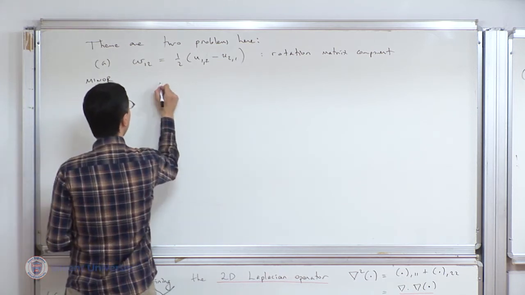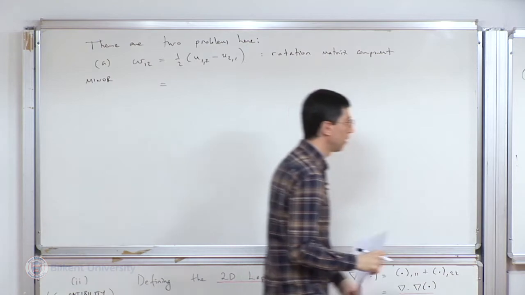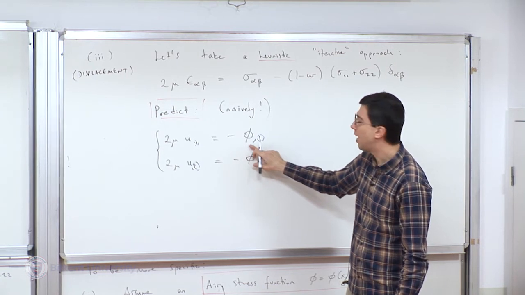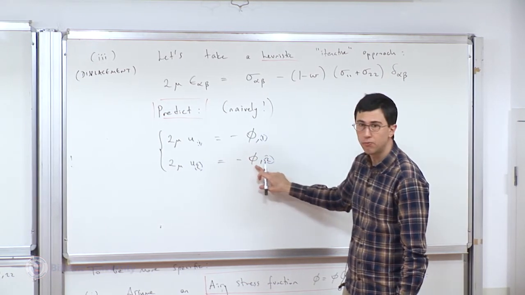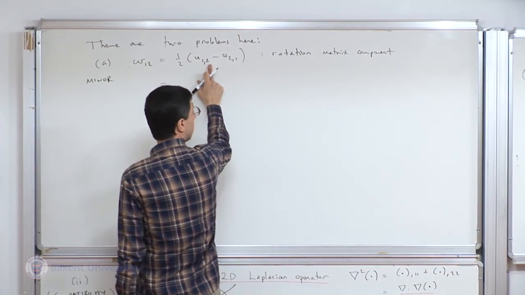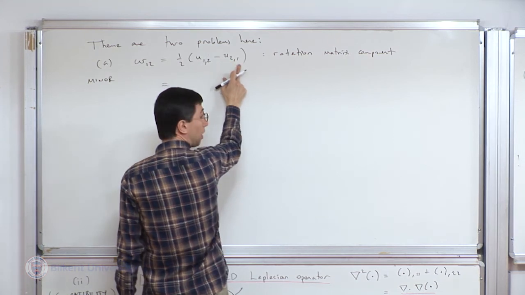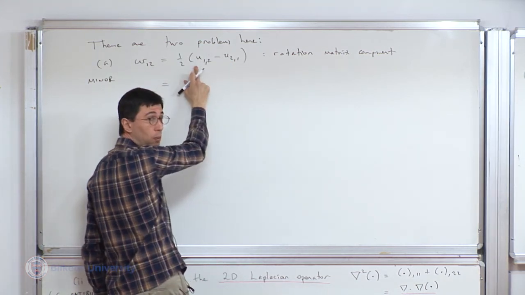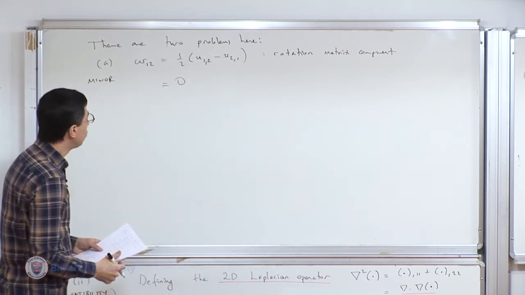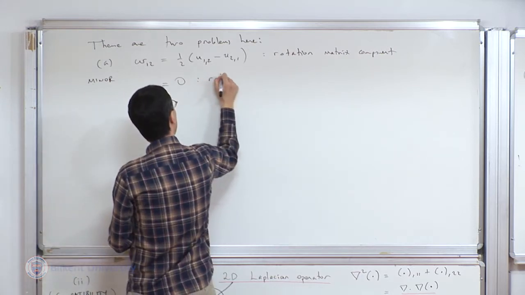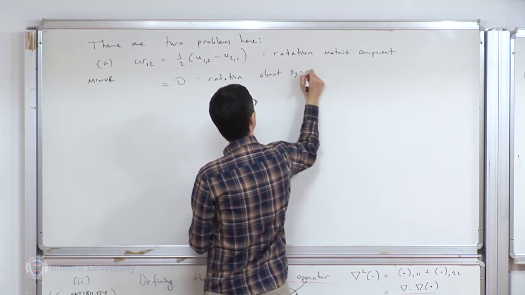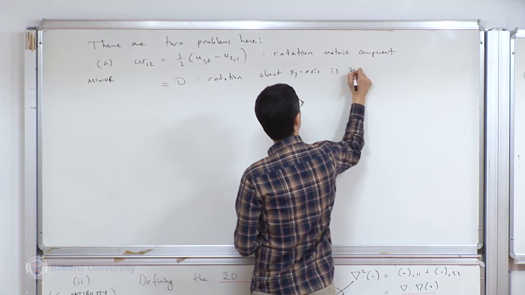Now, U1 is associated with phi,1 and U2 associated with phi,2. So phi,12 minus phi,21 is 0. Okay? So, which means physically that rotation about the x3 axis is 0.